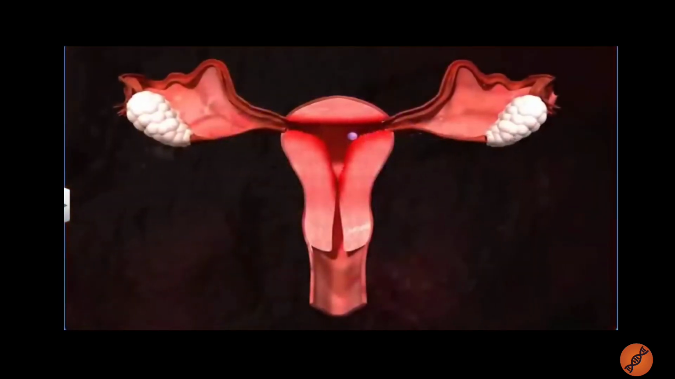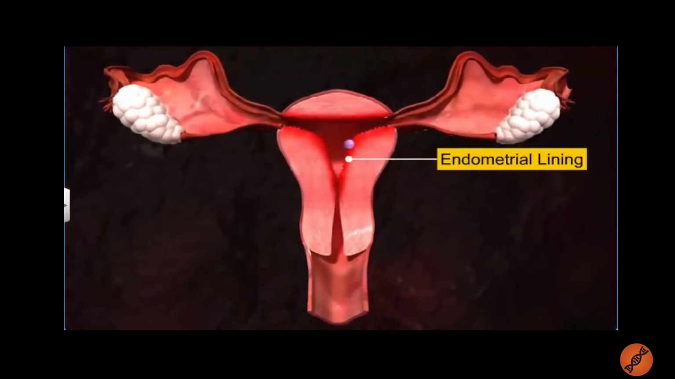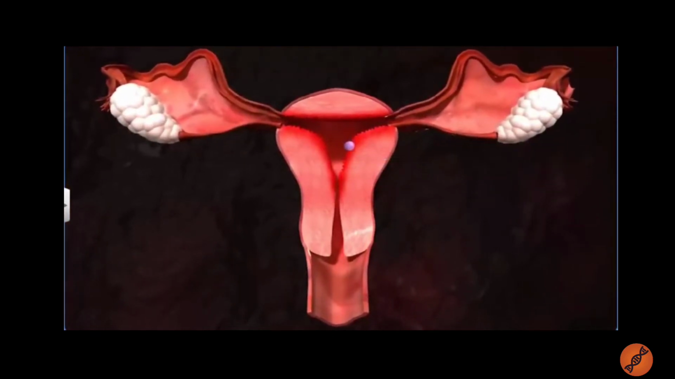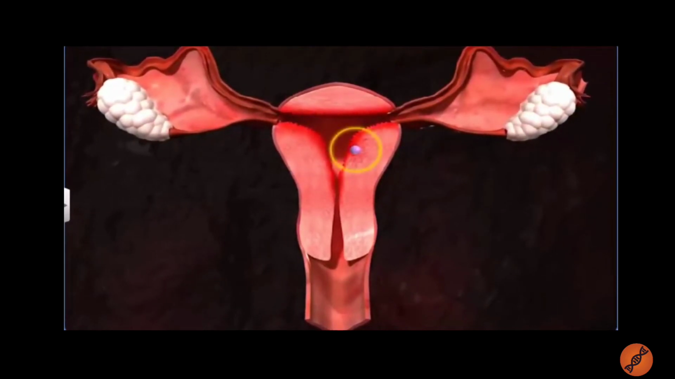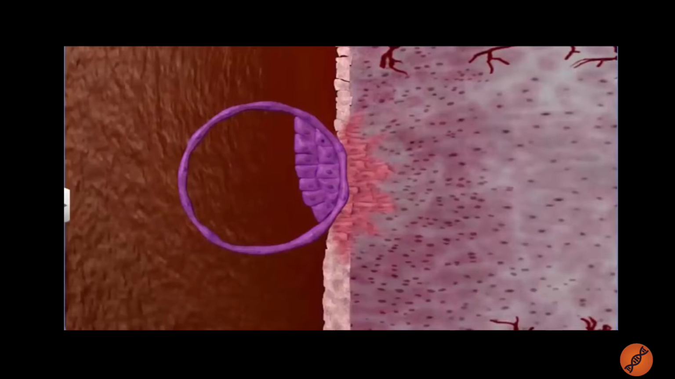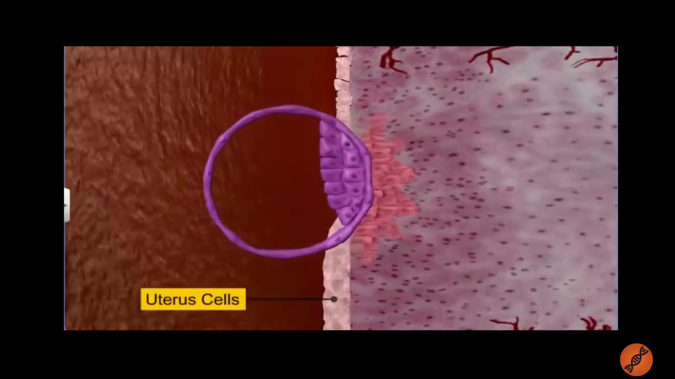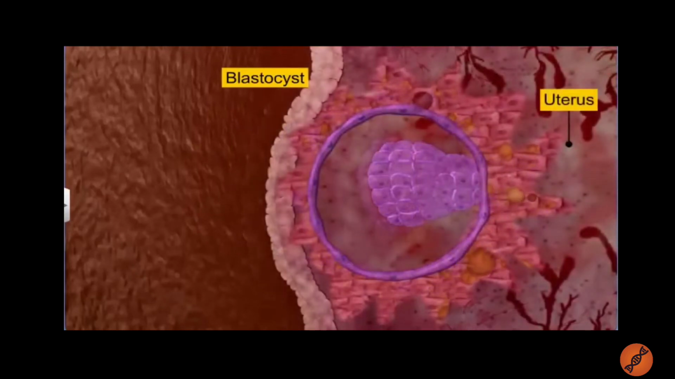As the trophoblast grows outwards and penetrates the endometrial lining of the uterus, the blastocyst with the developing embryo gets implanted in the uterus and pregnancy is initiated. After implantation, the trophoblast grows further, which causes the blastocyst to sink in and get covered by the cells of the uterus.